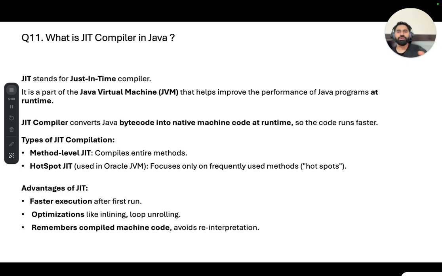Okay, so basically how the JIT compiler works: when you write Java code and compile it, it changes to bytecode, so a .class file is generated. Now the JVM starts interpreting the bytecode line by line. Okay, now the JIT compiler comes in, because the JVM interprets line by line.